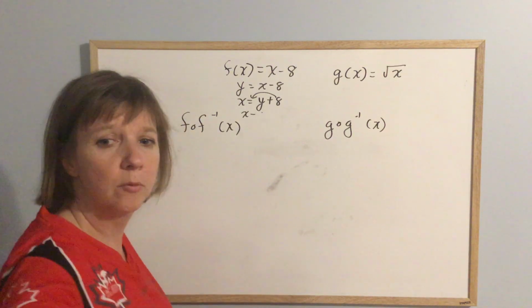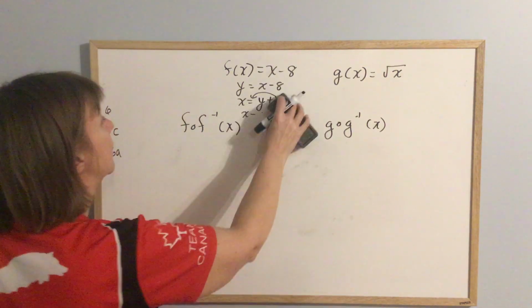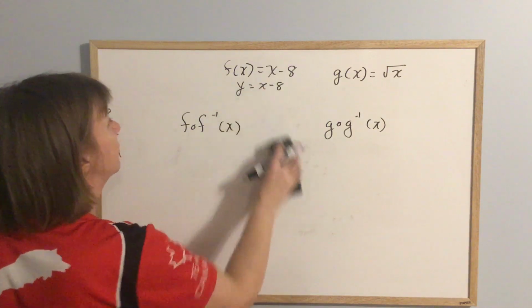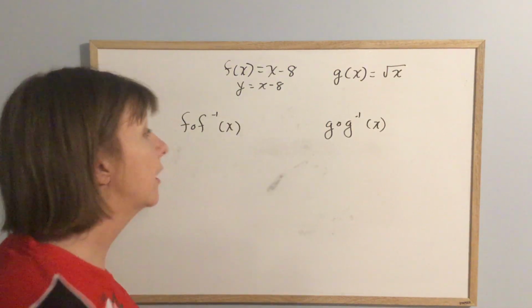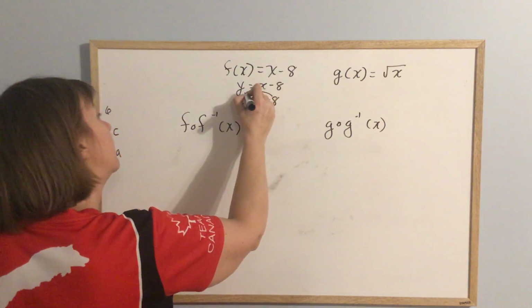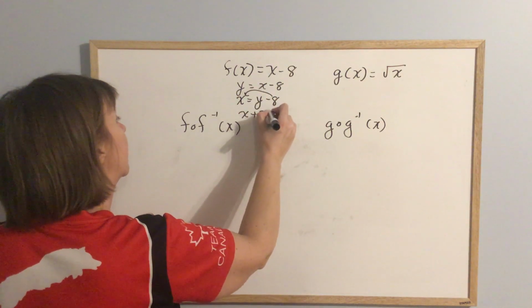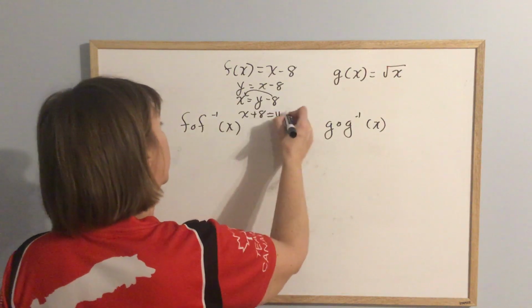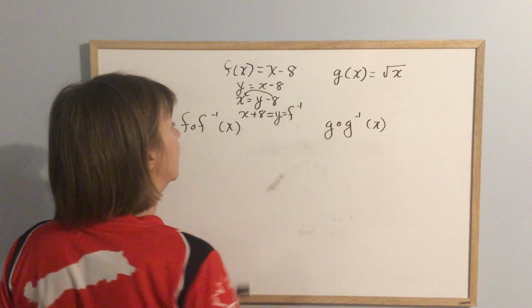Sorry, I did that wrong. Whoops. If I switch my x and my y, let me try that again. I have x is equal to y minus 8, so I'd move this over here, and x plus 8 would be y. So that is what the inverse is.